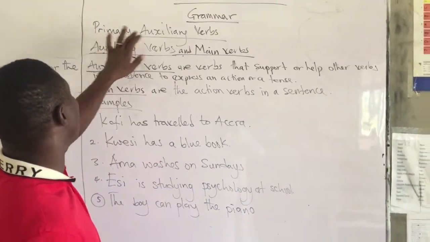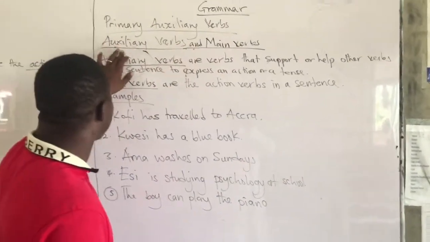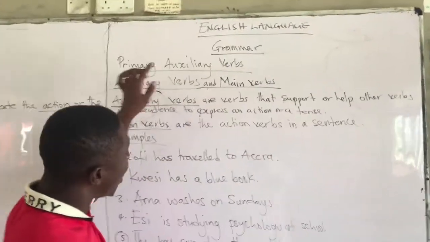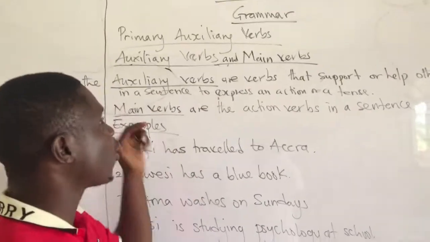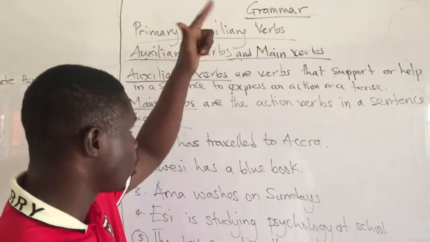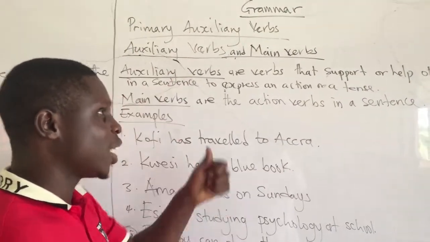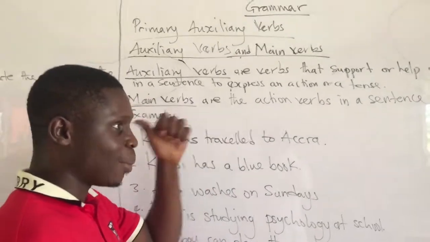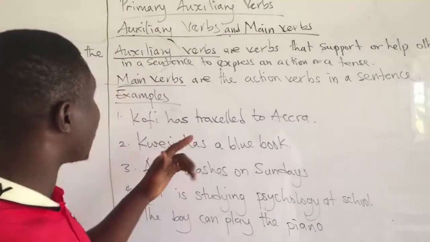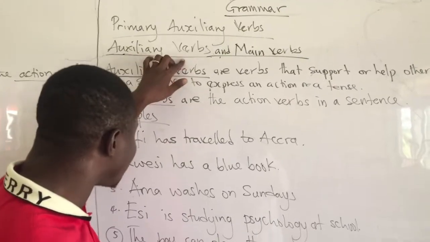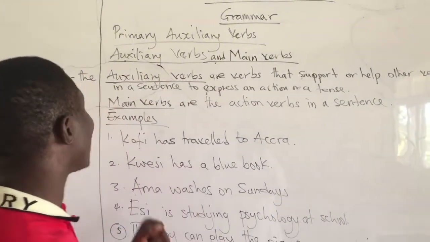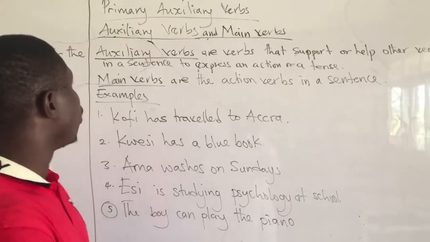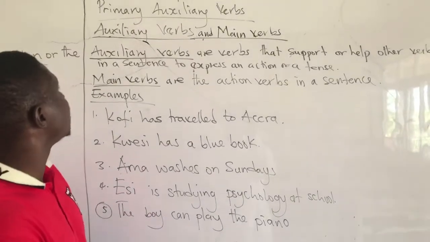Now, before we understand primary auxiliary verbs, let's look at what auxiliary verbs and main verbs are. Then with that understanding, we can also understand primary auxiliary verbs. So if you follow, you need to understand verbs first, and we established that in our previous lesson. This time we need you to understand auxiliary verbs and main verbs. Then with that, we can actually use the primary auxiliary verbs very well. So follow me or come along with me, and then let's see.